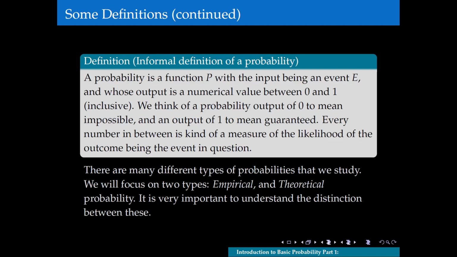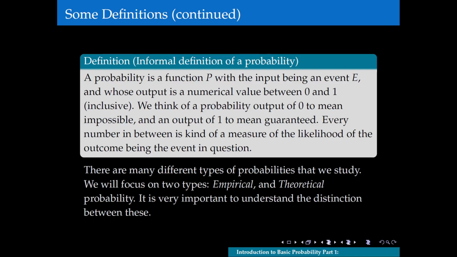So if we take the probability of an event and we get 0, then that means that event can never happen. If we get the probability of an event and it equals 1, then that means that event must happen. It's guaranteed to happen every time. Now, every number in between is a measure of the likelihood of the outcome being in the event that's in question. So if we're closer to the value of 0, then that means it's less likely to have that outcome. If it's closer to the value of 1, then it's more likely to have that outcome from that event.